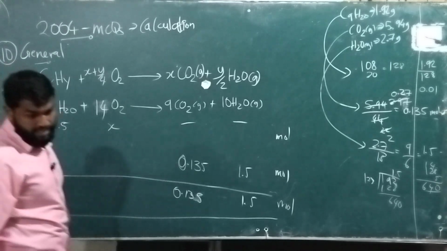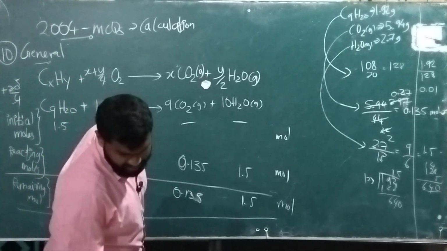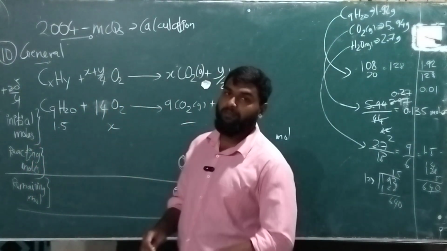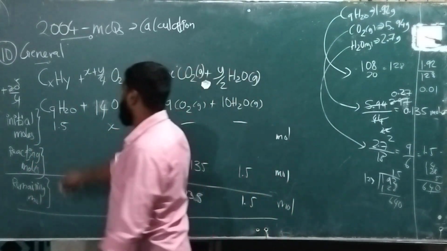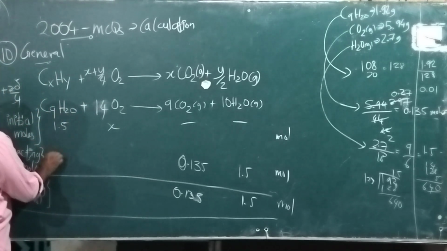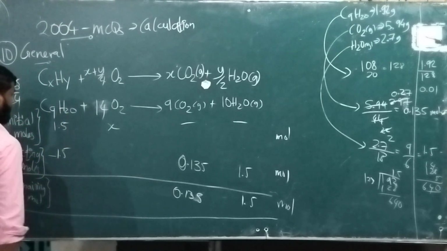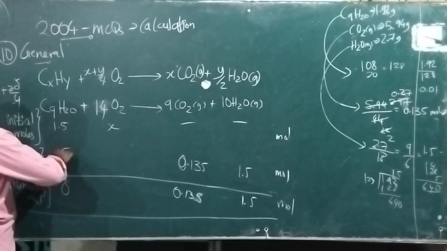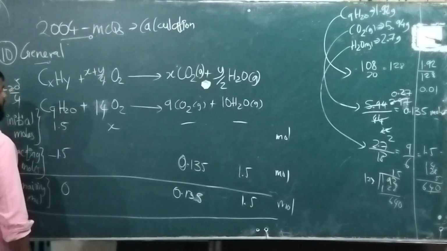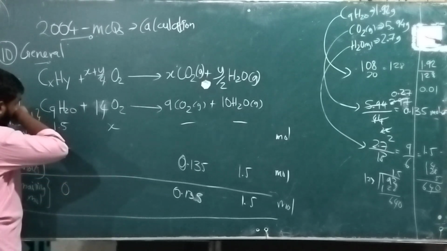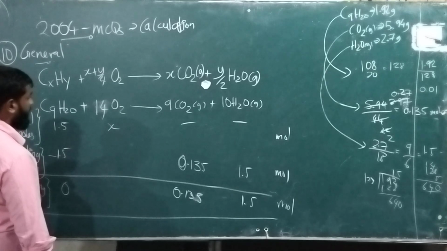Right. Now they gave another clue. They said C9H20 is on complete combustion. That means this has to be the complete limiting reagent. So here 1.5 reacts, so the final amount will be 0. So there has to be some remaining oxygen here, right?